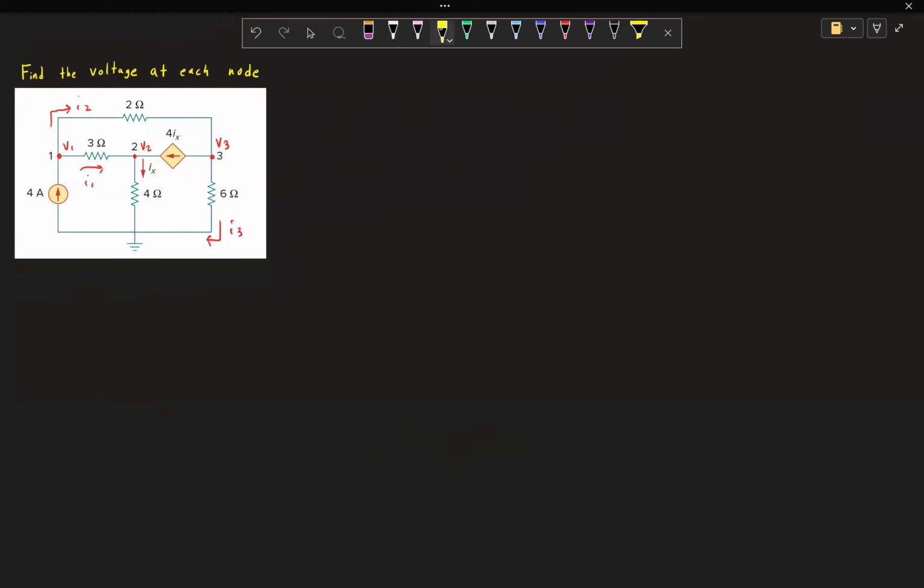So you can just say KCL and then start with V1. Now remember, KCL just means sum of the currents in equals sum of the currents going out. So if we look at V1, we have 4 going in equals an I1 going out plus an I2 going out.